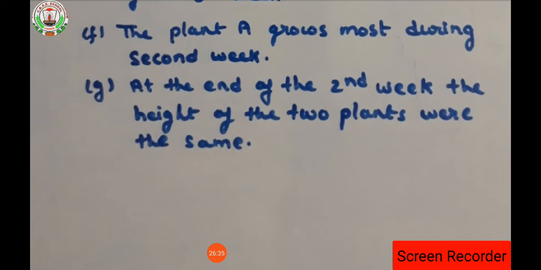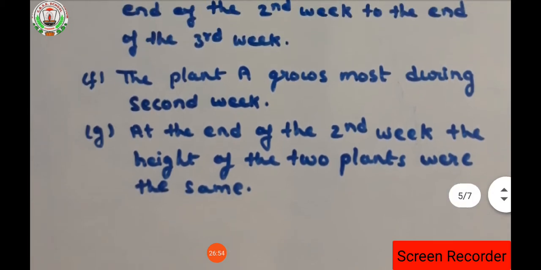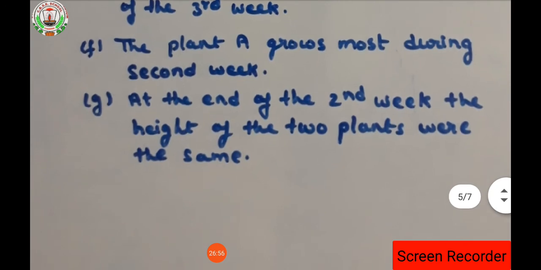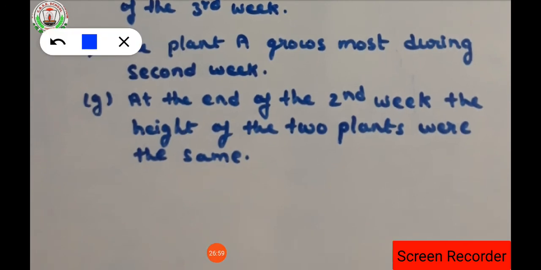Then in the G part, it is asked whether the two plants were of the same height during any week. So at the end of the second week the height of the two plants was the same. I think, students, the E part answer or F part answer I had been given here, that is F part. So please write down the F part answer. Okay, this G part answer is correct. This one is the answer for E part, where I had mentioned F.